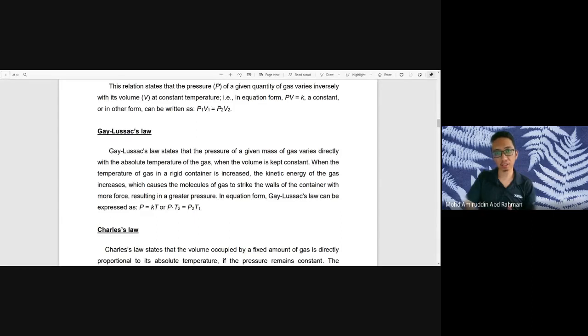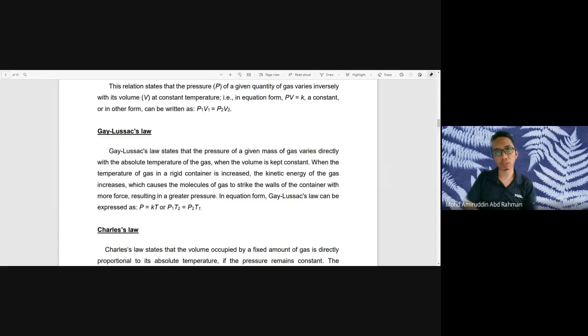Gay-Lussac's law says that when there is a change in the temperature, but the volume is kept constant, when the temperature of gas in a rigid container is increased, the kinetic energy of the gas increases, which causes the molecules of gas to strike the walls of the container with more force, resulting in a greater pressure.